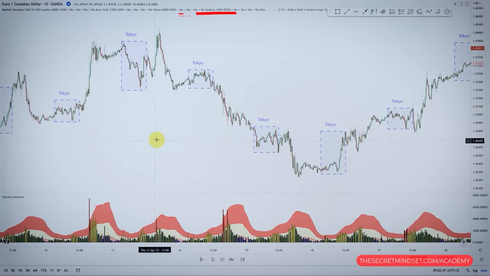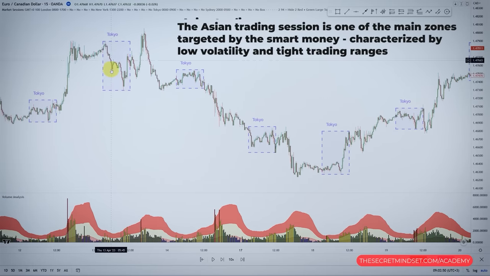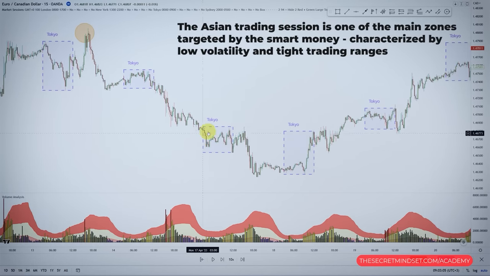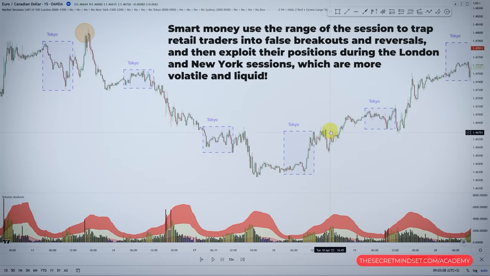The Asian trading session is one of the main zones targeted by smart money. The Tokyo range trap is a common phenomenon if you're trading forex, crypto, and indices, and occurs during the Asian session, which is typically characterized by low volatility and tight trading ranges. The Tokyo range trap refers to the situation where smart money uses the range of the session to trap retail traders into false breakouts and reversals, and then exploits their positions during the London and New York sessions, which are more volatile and liquid.